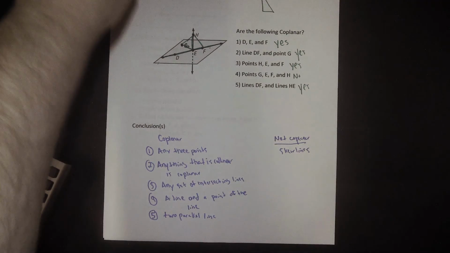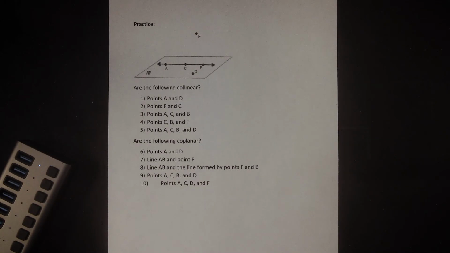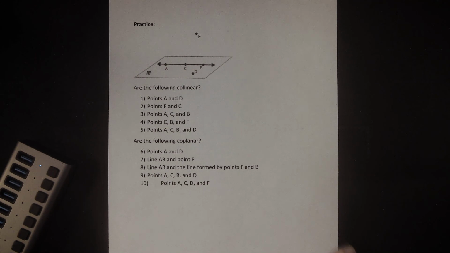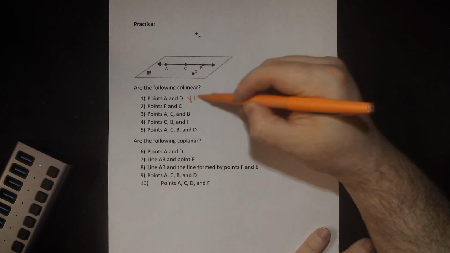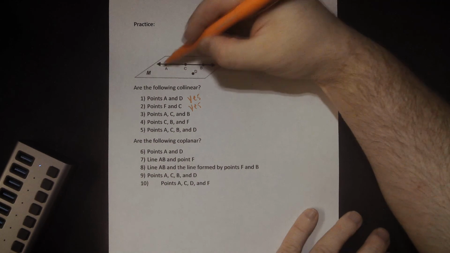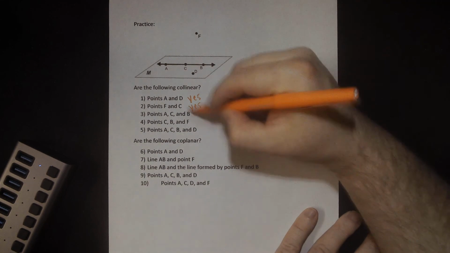So I got my last little practice thing here. The only thing that's flying up here in the air is F. Let's talk about what's collinear and what's coplanar. Automatically, without looking, I know that A and D are collinear, and I know that F and C are collinear, because all 2 points are collinear automatically. ACB is on a line, so that is collinear.